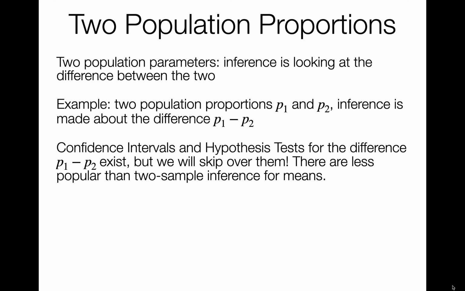Now, confidence intervals and hypothesis tests for the difference do exist, but we'll skip over them. As I said before, they're less popular than the inference for means. If you're really interested in looking at the difference of proportions, they're in the book, so feel free to look at them, but I'm going to skip over that here.